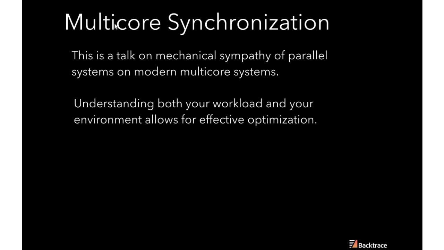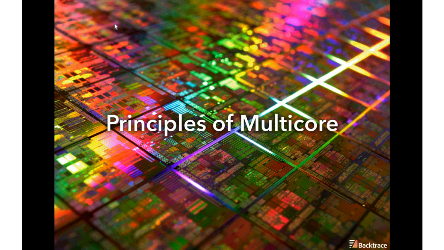So this talk is about the mechanical sympathy of parallel systems on modern multi-core systems. We'll be focusing on the fundamental architectural constraints of these systems and exploring some of the technologies that have been developed over the last 2 decades to allow programs to scale on multi-core systems. A lot of the content in this presentation is available in an article form on the ACMQ, and you will find a link to that later in the presentation.